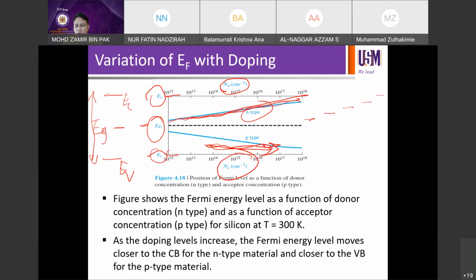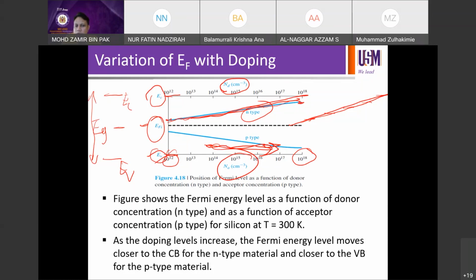Just like what we discussed when we talked about degenerate semiconductors as well. If you draw a line of this trend, you're going to get that essentially, right? At 10 to the 12, your EF is just above your intrinsic level, EFI, but at 10 to the 18 it is very, very close to the EC, right below your EC.